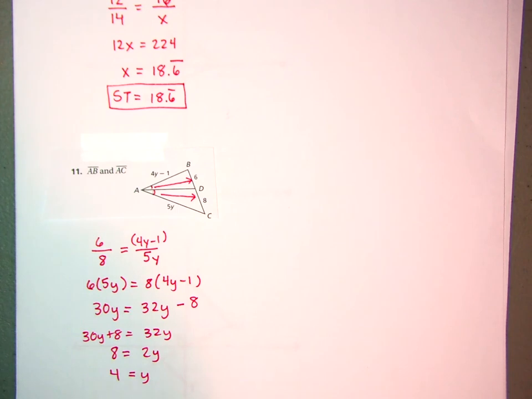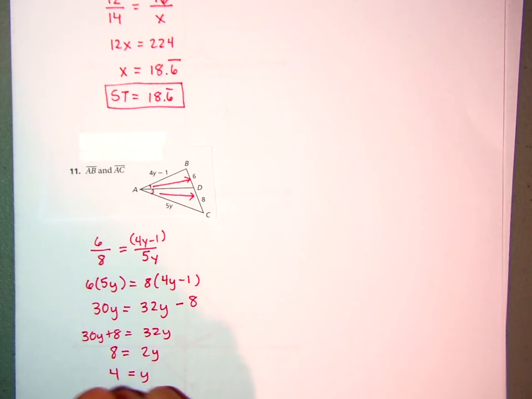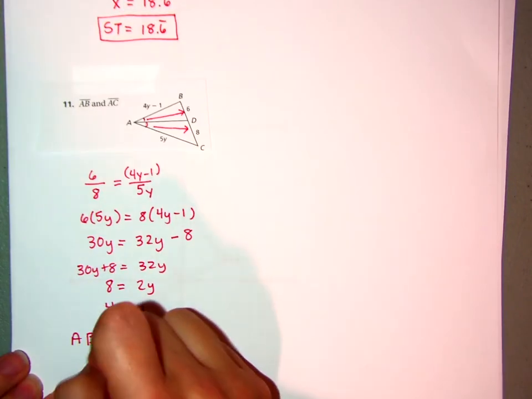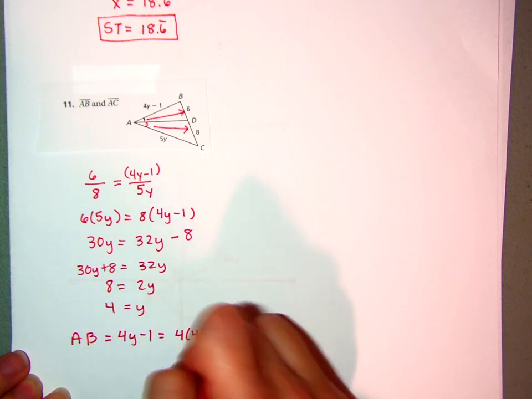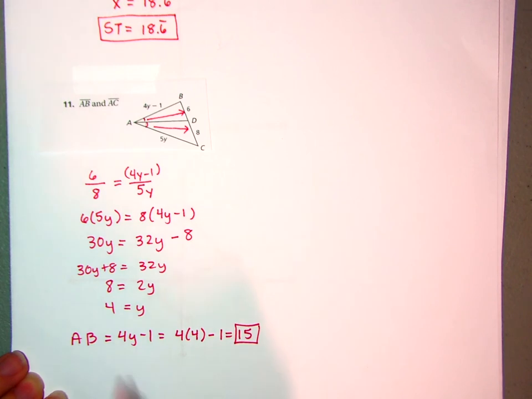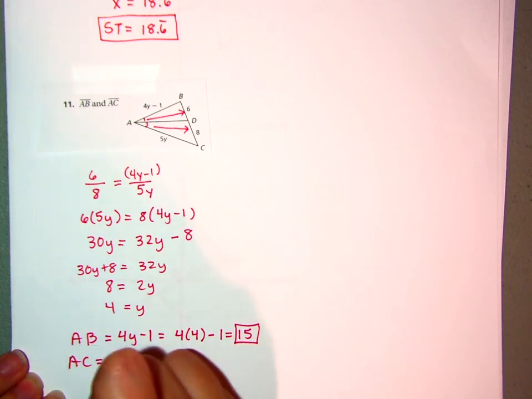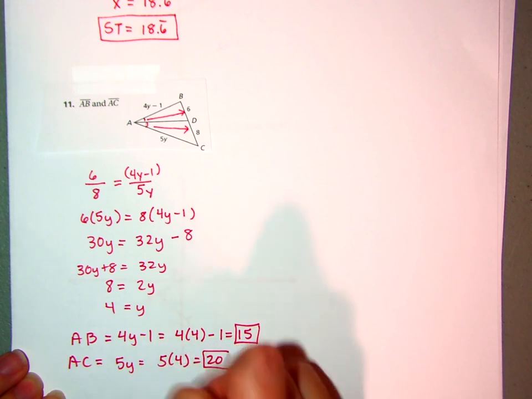Now let's go ahead and answer the question, because the question asks me to find AB, so I need to plug it in. So AB is going to equal 4y minus 1, which is 4 times 4, which is 16, minus 1 is 15. And then we also need to find AC. AC is equal to 5y, so it's 5 times that 4, so AC is equal to 20 units.